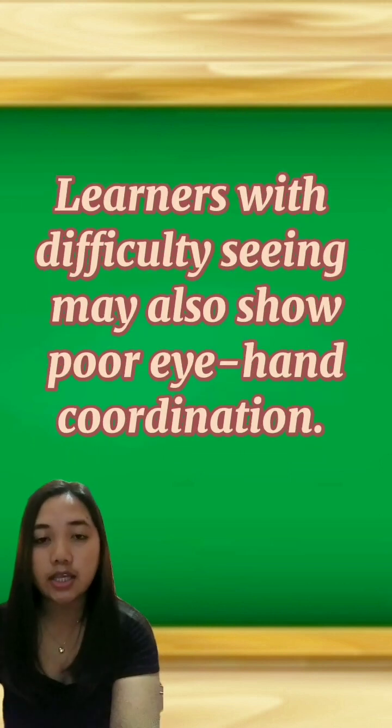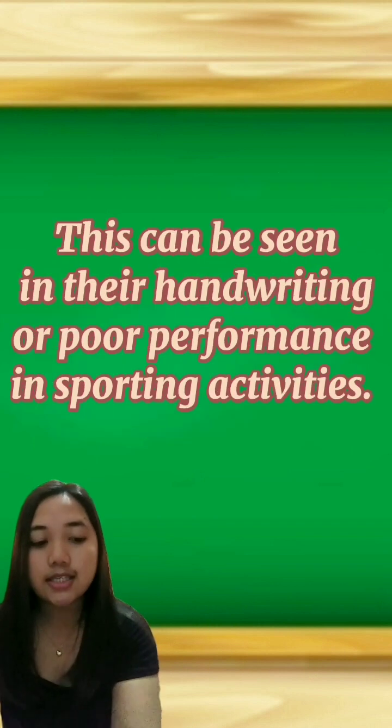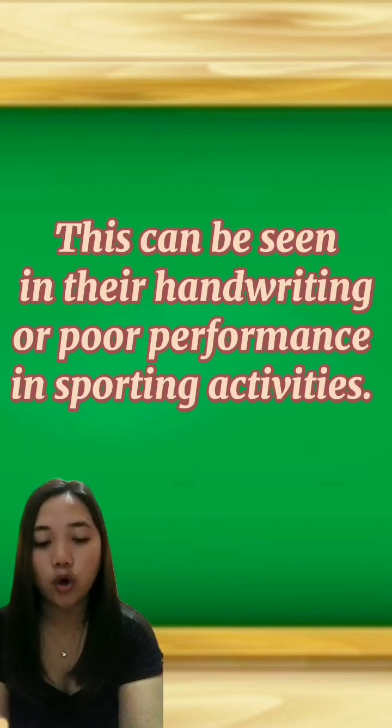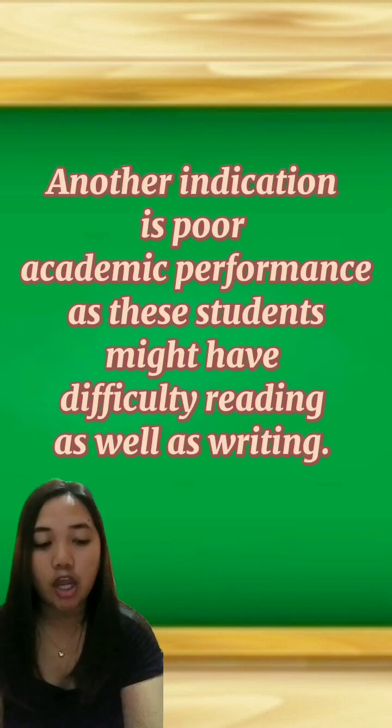Learners with difficulty seeing may also show poor eye-hand coordination. This can be seen in their handwriting or poor performance in sporting activities. Another indication is poor academic performance, as these students might have difficulty reading as well as writing.